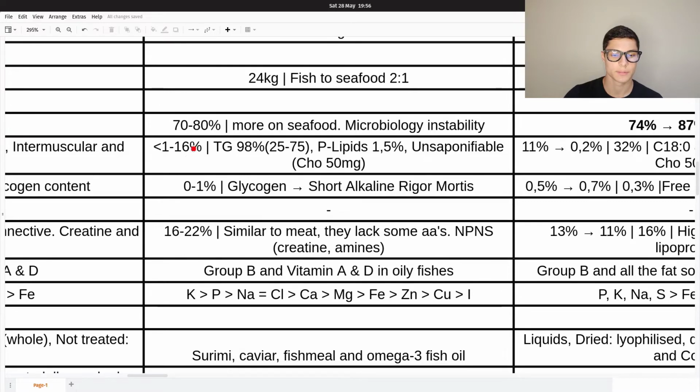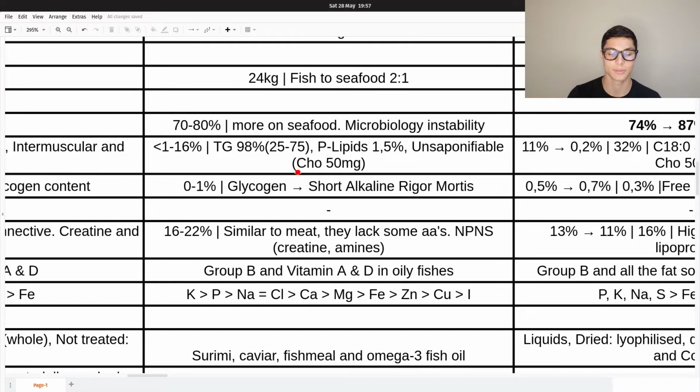The lipids, the fats, well, in some fishes from less than 1 gram to 16. The majority are triglycerides. 25-75 is the ratio for the saturated and unsaturated fats. Indeed, they have a lot of essential fatty acids, which are the linoleic and the linolenic omega-3s. They are famous for omega-3s indeed.